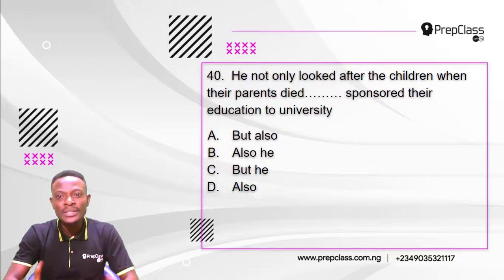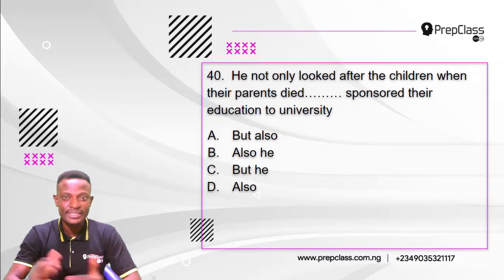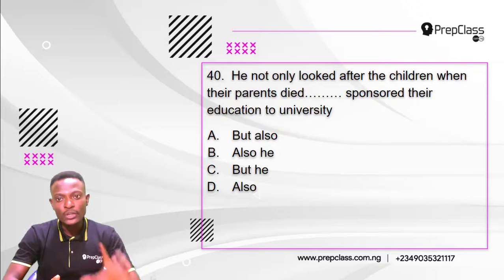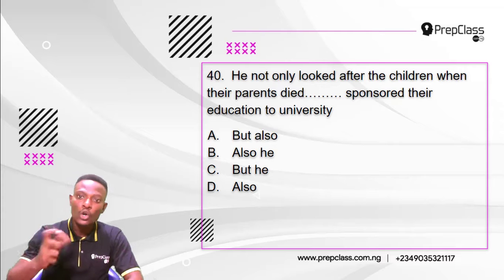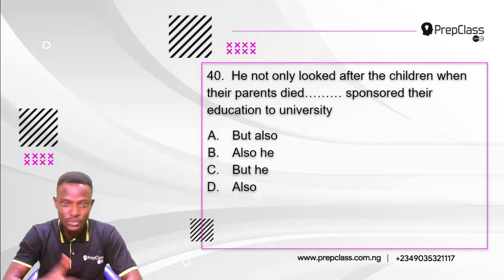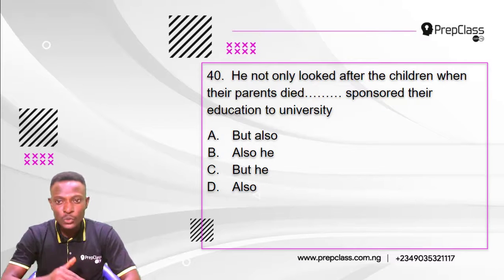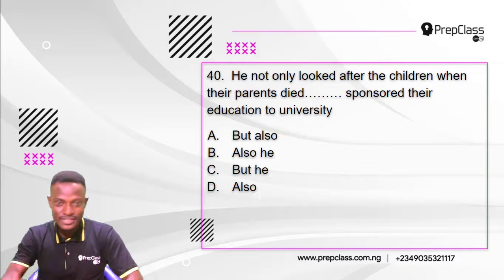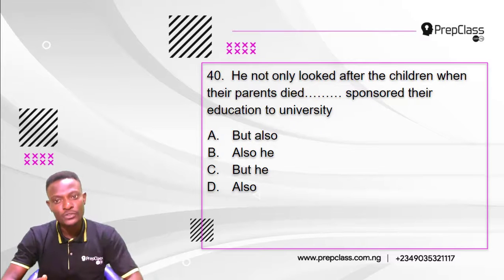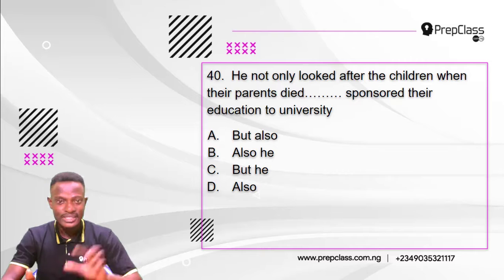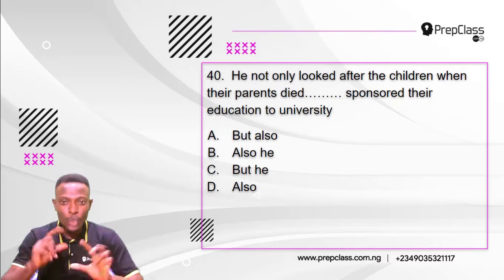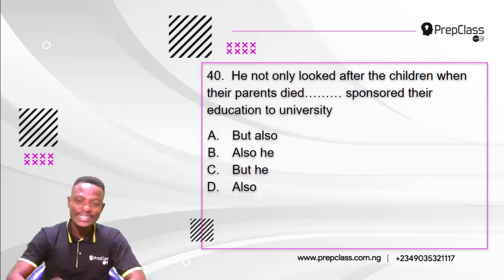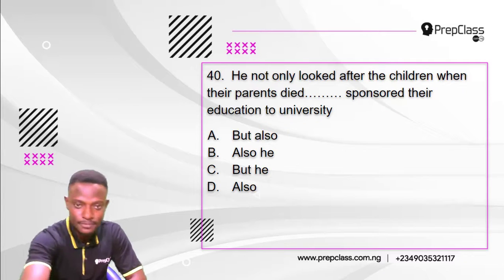He not only looked after the children when their parents died, but sponsored their education to university. A, but also sponsored their education to university. B, also he sponsored their education to university. C, but he sponsored their education to university. D, also sponsored their education to university. Which of these options is the best to complete this sentence?